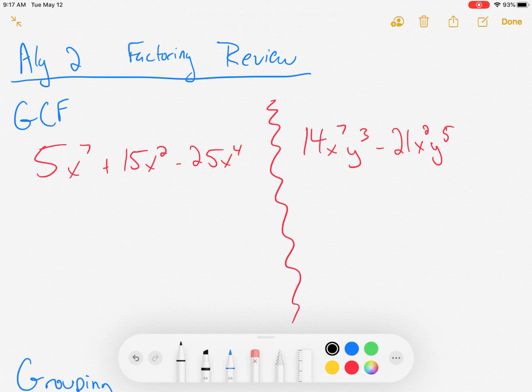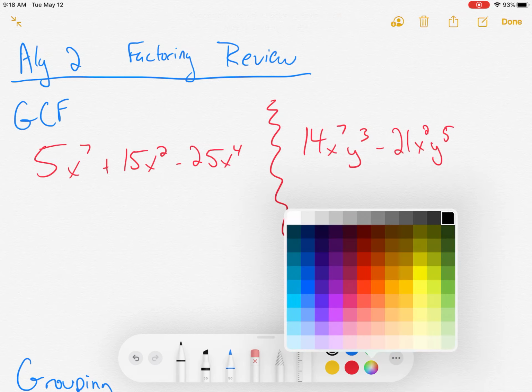Hey everybody, today we are doing a quick factoring review. We got to understand factoring in order to do our next unit, and we haven't done factoring in quite some time, so we're going to take a day to review some of these concepts.